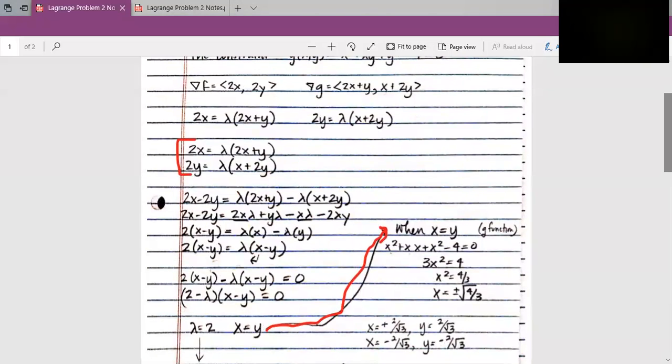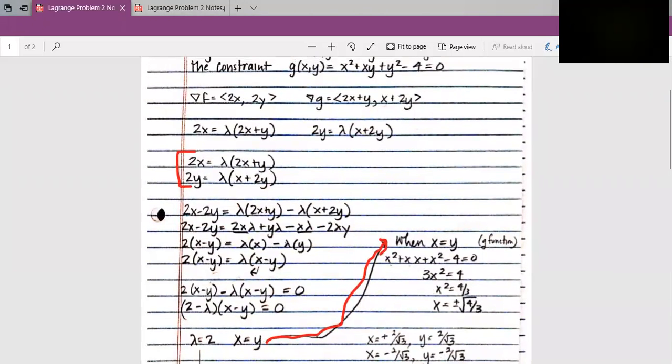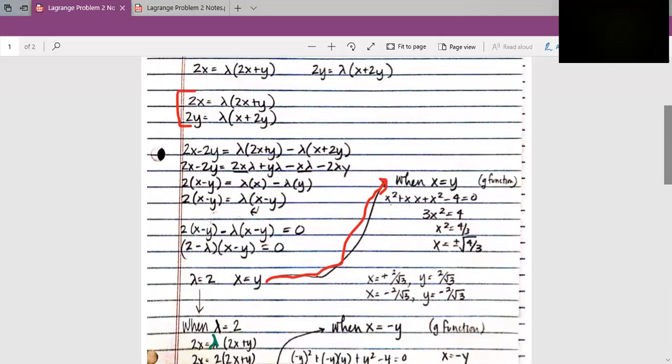Okay, so when you do that, you get x squared plus x times x, because y is x, plus x squared minus 4 equals 0. And you solve that out and you get plus or minus the square root of 4/3. Okay, so that's two separate values, positive 2 over square root of 3 and negative 2 over square root of 3. Remember that y equals x, so you can form your points by plugging those back in there. And so you would have those 2 points: 2 over square root of 3, 2 over square root of 3, and negative 2 over square root of 3, negative 2 over square root of 3.